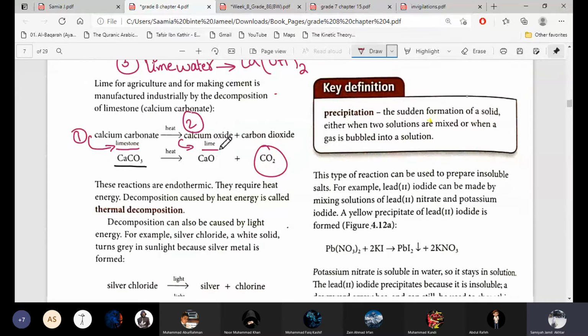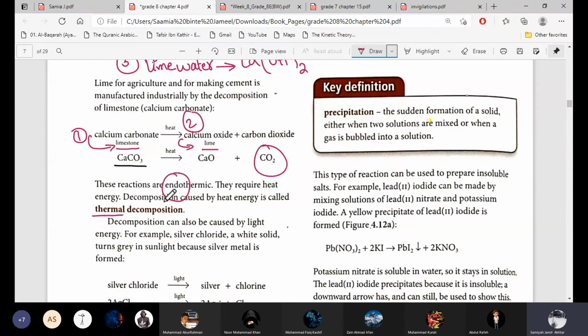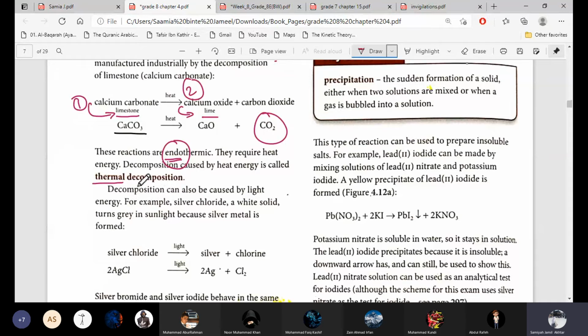And remember, thermal decomposition is endothermic always. Synthesis reactions, we studied, are mostly exothermic. These decomposition reactions are endothermic because they absorb energy and then the compound decomposes.